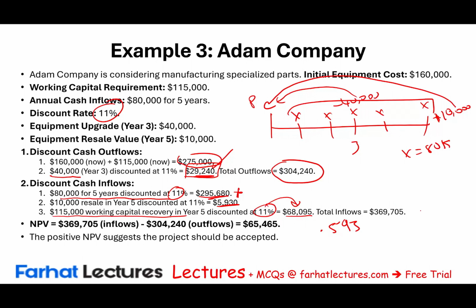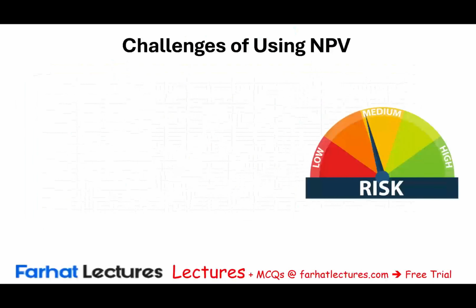Now we add all the cash inflows, equal to 369,705. We'll take the inflows minus the outflows and we have a positive. Therefore, the project is accepted. We have a positive cash flow of 65,465. We have a net positive NPV. The project is accepted.